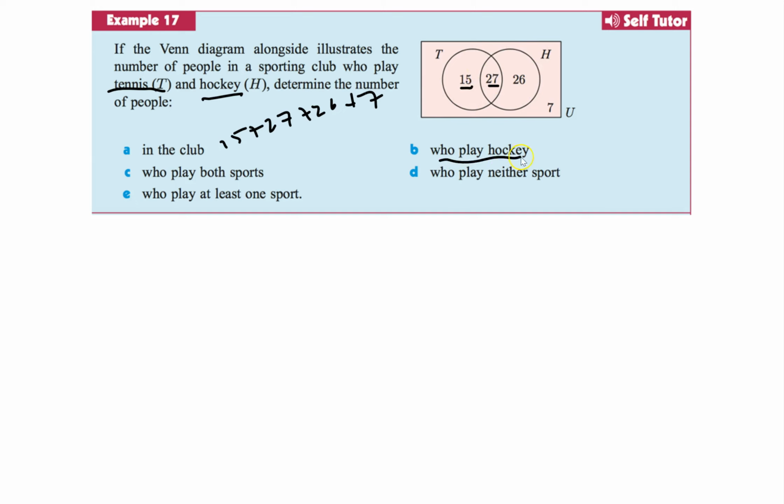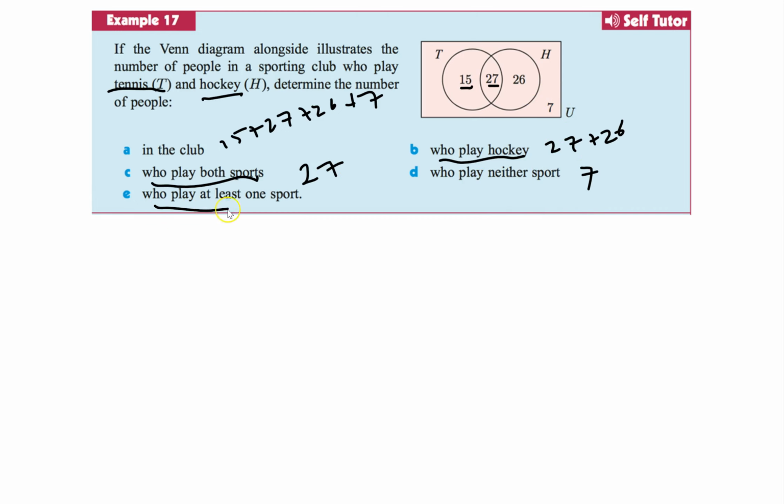Number of people who play hockey. So it's hockey of any type, right? It didn't say only hockey, just hockey in general. It's this circle. So 27 plus 26. Who play both sports, right? So they play tennis and they play hockey. So that's the middle right there. They play both sports. Who play neither sport? That's these people right there.